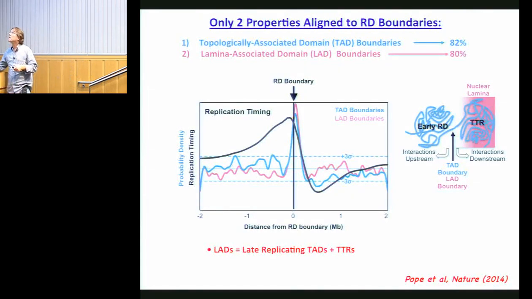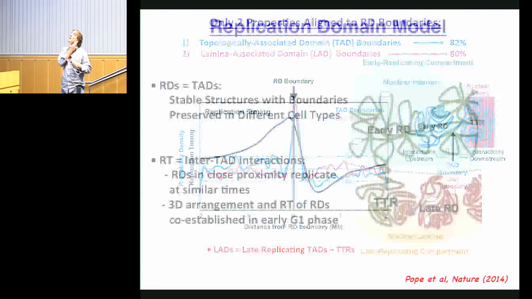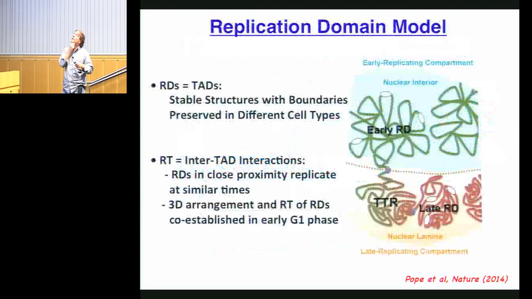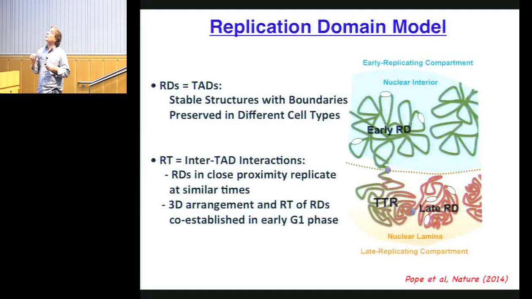Okay. So that leads us to what we call the replication domain model, which is essentially that replication domains are equal to TADs. These are stable structures with boundaries preserved in different cell types. I just got hell for this from Victor Corces because he has evidence that the boundaries can be regulated. But certainly from cell cycle to cell cycle, they're pretty rock solid.